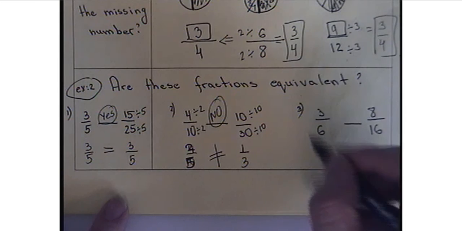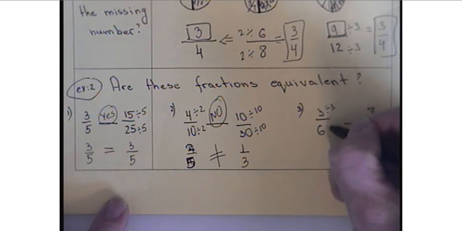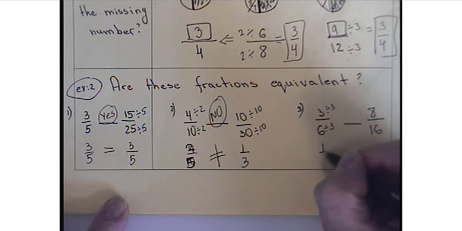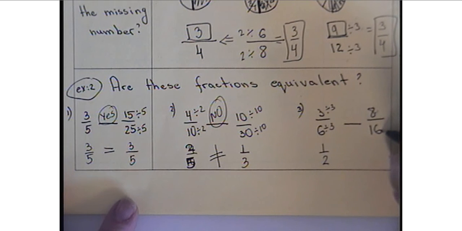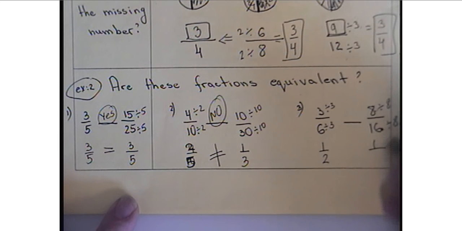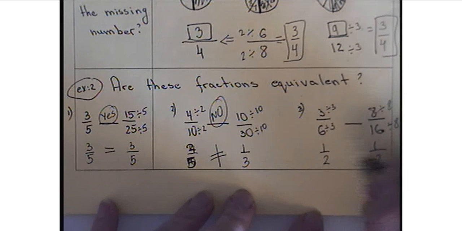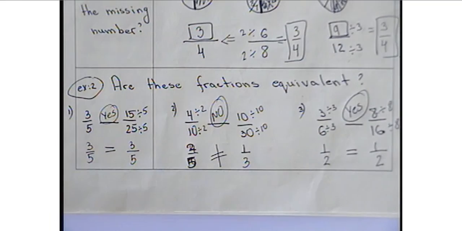And the next example, 3/6. Well, both of those are divisible by 3. So basically we have 1/2. 8 over 16, well, 8 fits into the 16, right? How many times? Twice. So we can divide both of those by 8. 8 divided by 8 is 1, 16 divided by 8 is 2. 1/2 is equal to 1/2, so yes, those two are equivalent to each other.